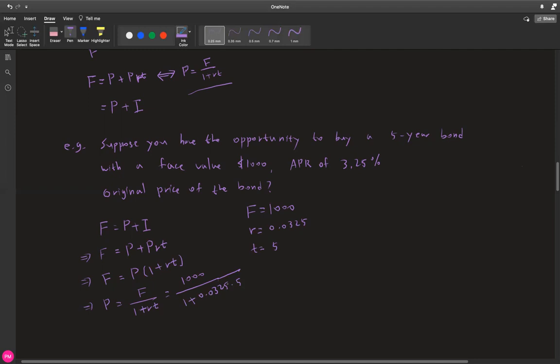So if you plug this into the calculator properly, you should end up with $860.22. So this simply implies that the principal, in other words, the money that you initially lent to the agency, was $860.22.